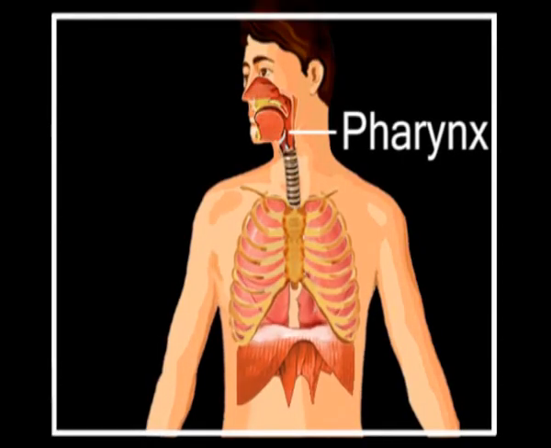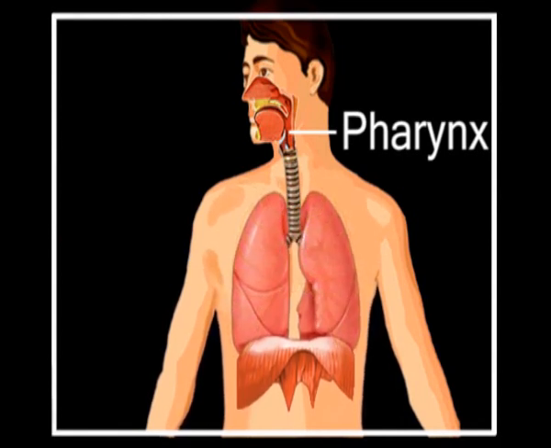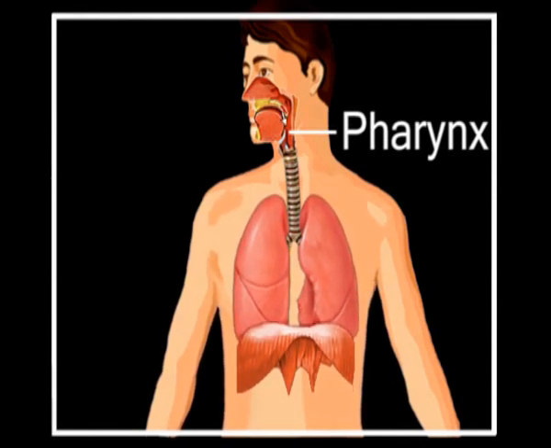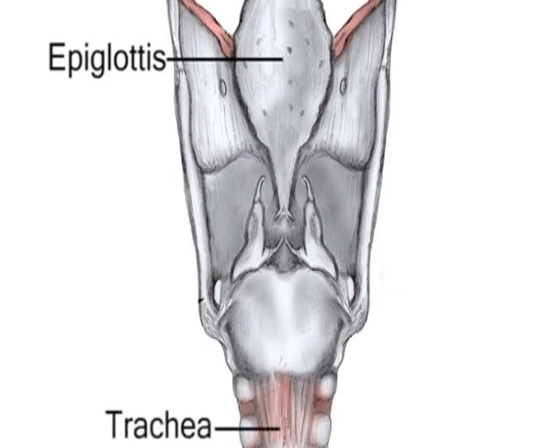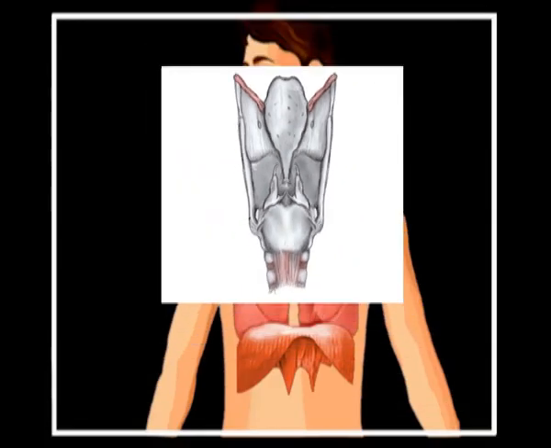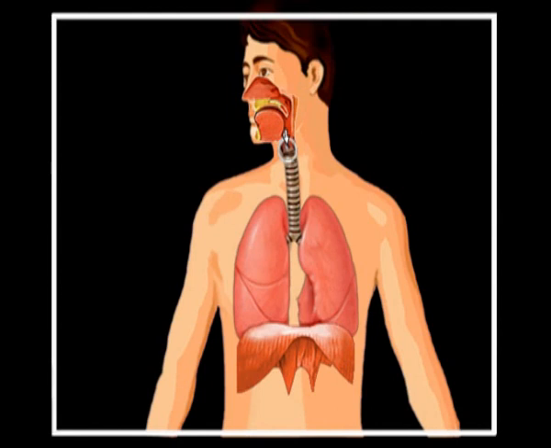Pharynx. It is located behind the nasal cavity and above the larynx. It is also a part of the digestive system of the human body. Food as well as air passes through the pharynx. The pharynx opens into the larynx through the glottis. Glottis is covered by a flap-like structure known as the epiglottis during swallowing of food. The epiglottis covers the trachea to prevent food and water from entering the respiratory tract.